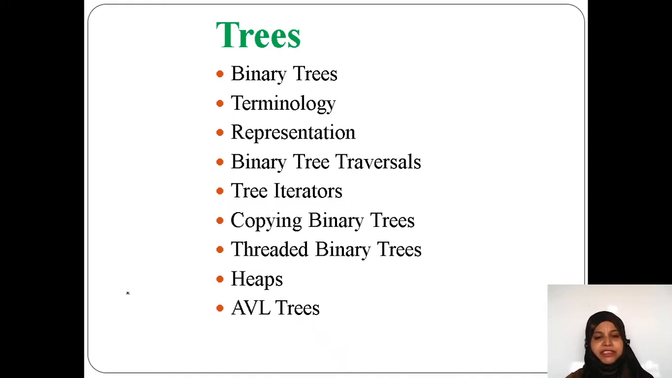Tree iterators means representing the in-order, pre-order, and post-order traversal methods using iterative techniques, that is, looping techniques. Next is copying a binary tree: how to copy a particular binary tree into another tree. What do we mean by a threaded binary tree? What do we mean by a heap, and how do you perform heap operations? Next is the AVL tree, an efficient binary search tree, and how to perform binary search operations using these trees. You are going to learn all of these topics in this fourth unit.